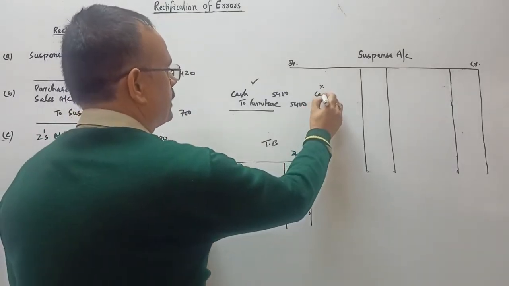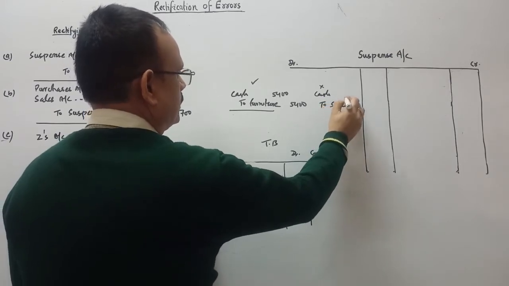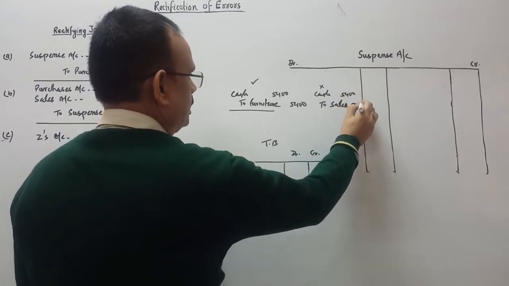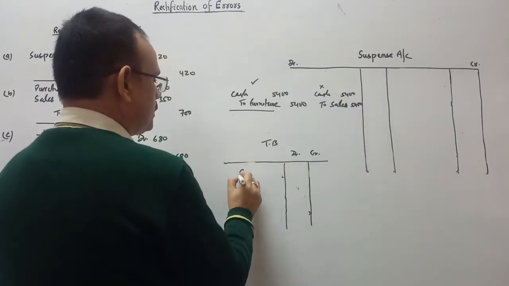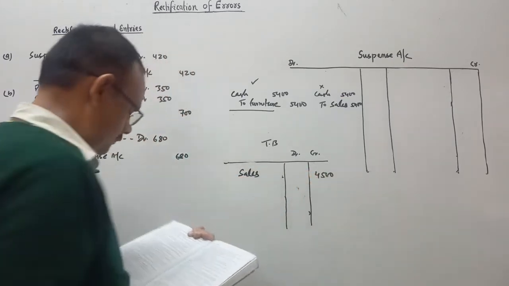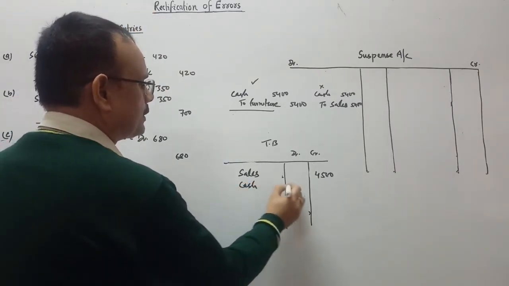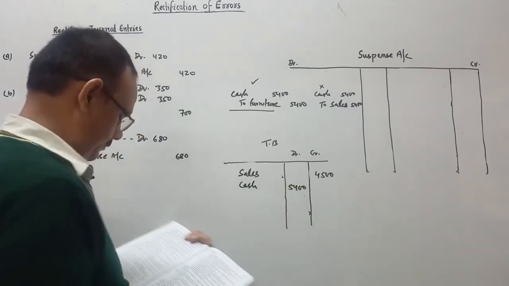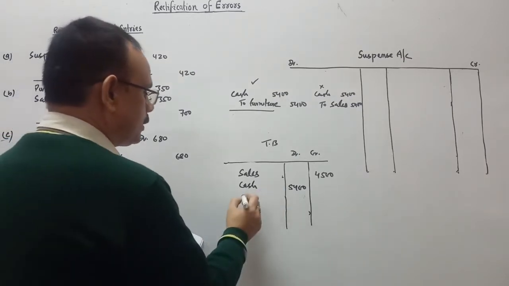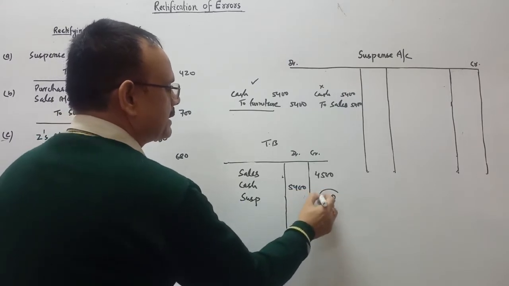Means the entry is cash account debit to sales account 5,400. But posting is done in the sales account as 4,500. There is no mistake in cash account, that is for 5,400 in the debit. Now because of that, suspense account has opened by rupees 900 in the credit side.